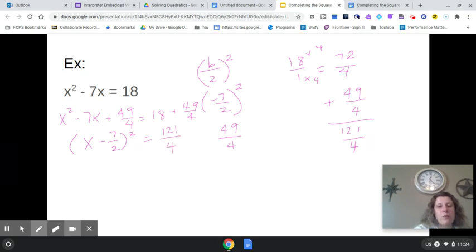Okay, let's use square roots to solve. So if we square root both sides, we get x minus 7 halves equals positive or negative. The square root of 121 is 11, and the square root of 4 is 2, so 11 halves. We're going to split that up into the two equations. So x minus 7/2 could equal positive 11/2, or x minus 7/2 could equal negative 11/2.